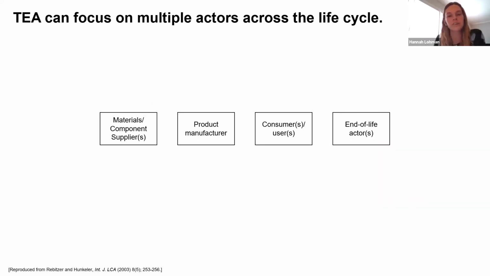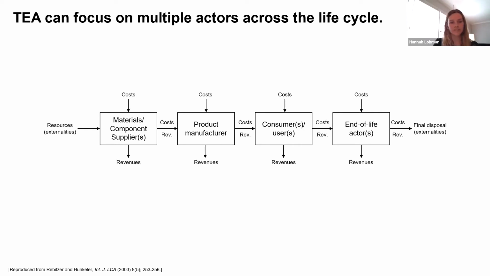And then for the system boundary, there are different phases of the life cycle. These 4 boxes identify different phases of the life cycle. The first is getting the materials and components, so that would be the materials and component supplier. And then they would provide the materials to the product manufacturer. And then the consumers and users would interact with the product, potentially buy it if it was not a free product. And then the end-of-life actors would be in charge of disposing of the product, recycling, whatever steps need to be taken to decommission the product.